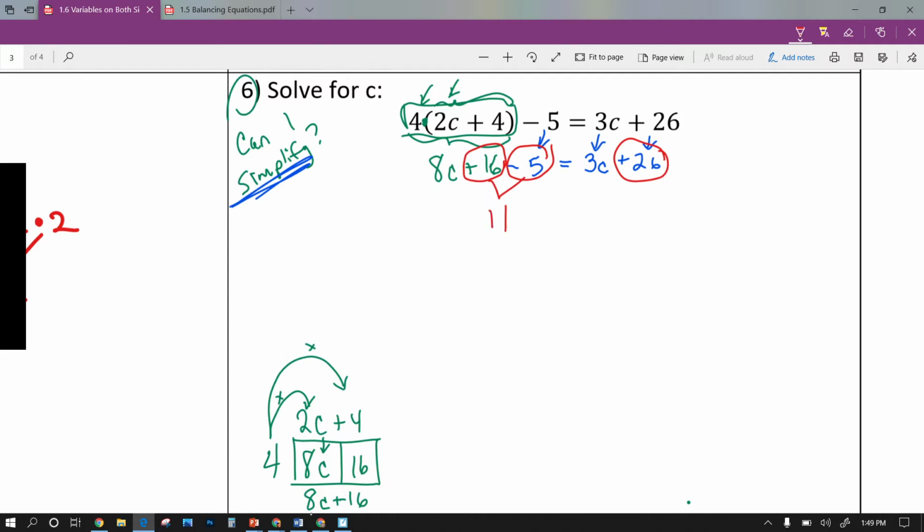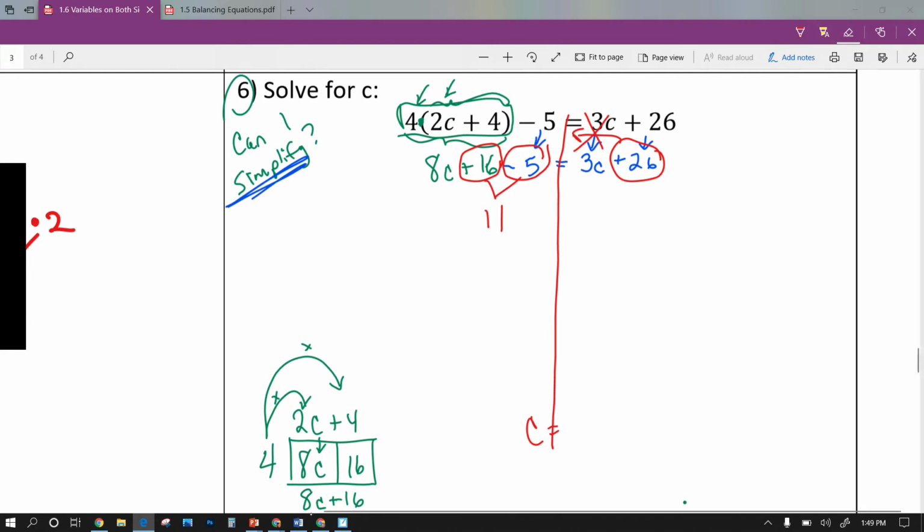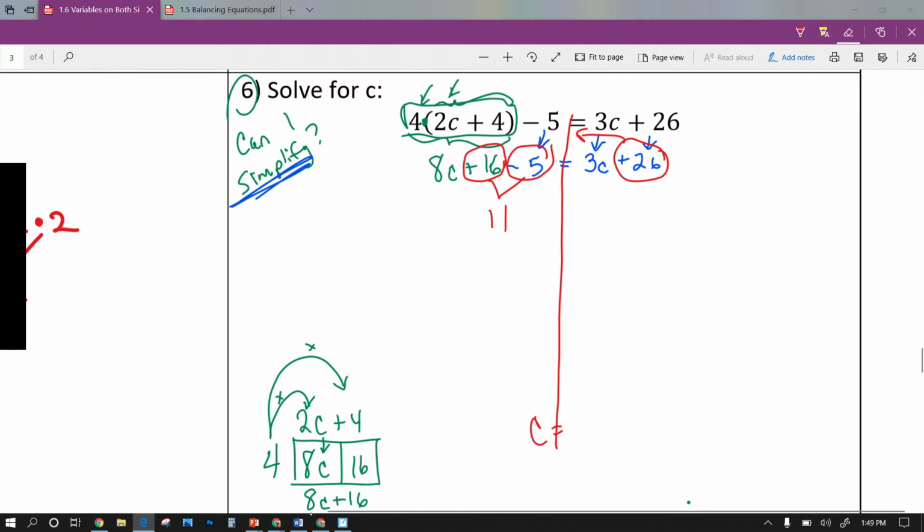And now I've also got this 26 over here. But because I have this equal sign and my objective is to isolate c and get it all by itself, I cannot move that 16 or that 26 in order to combine it. I can't move that across the equal sign unless I am solving the equation. So I have an 11. Now, I'm going to bring everything else down again. I've got 8c plus 11 equals 3c plus 26.